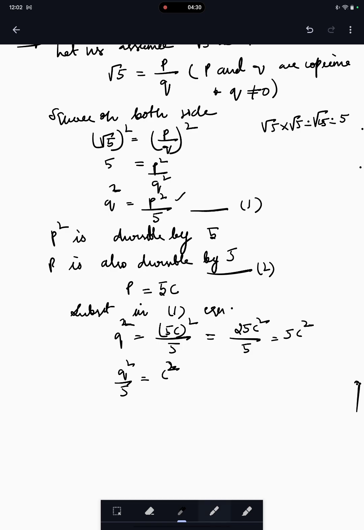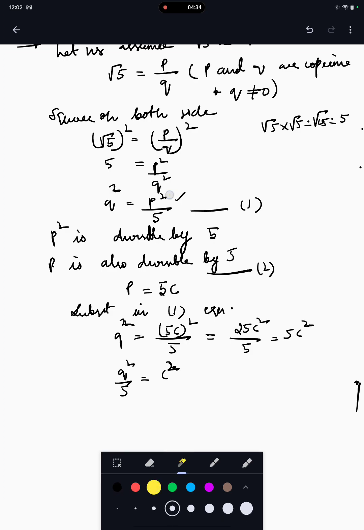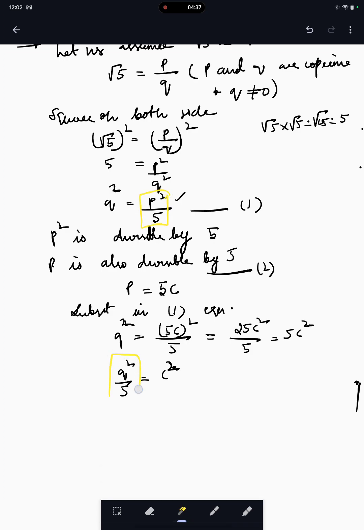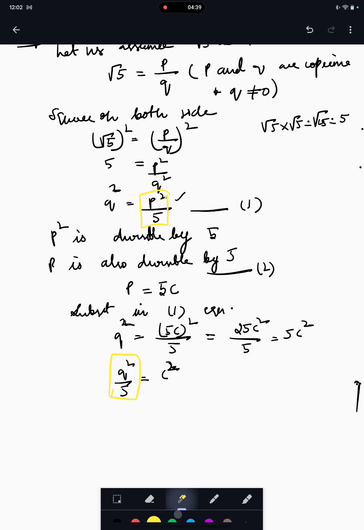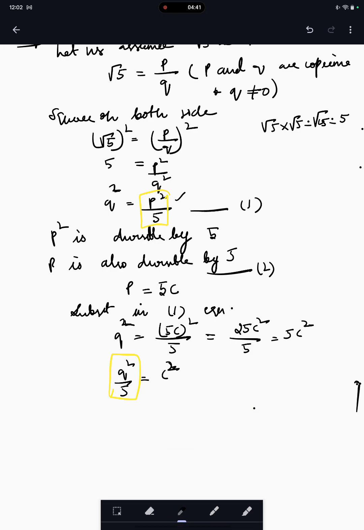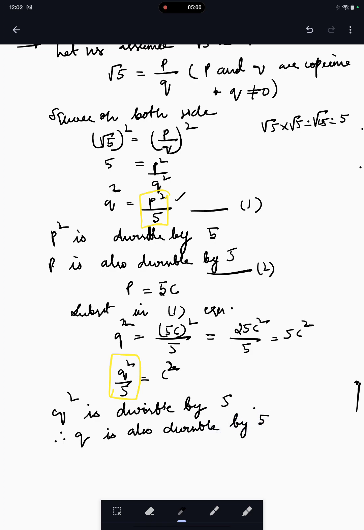Now see this equation here. P square by 5 and Q square by 5. Okay, I can write it here. Q square is divisible by 5. Yes, Q square is divisible by 5, right? Therefore, Q is also divisible by 5. Alright.